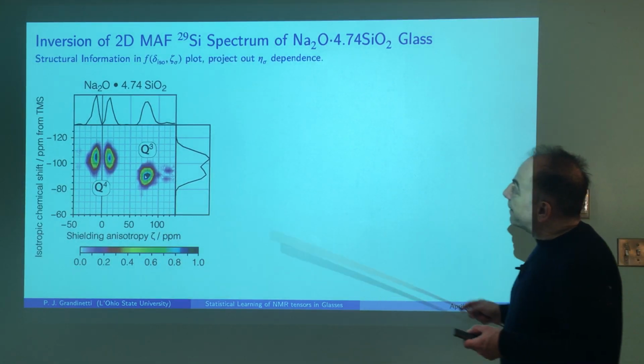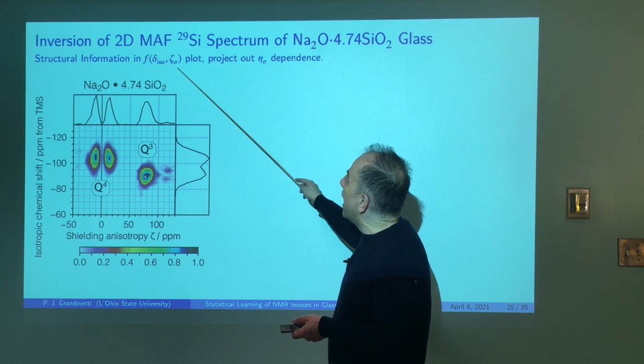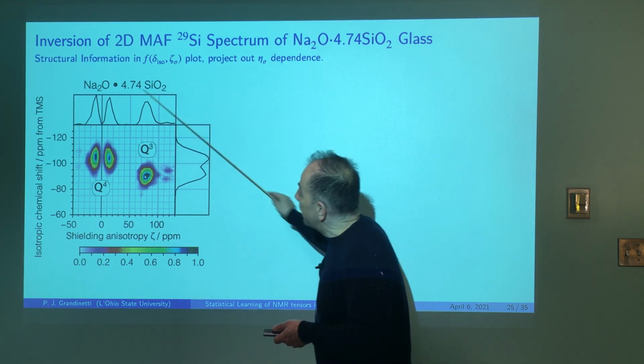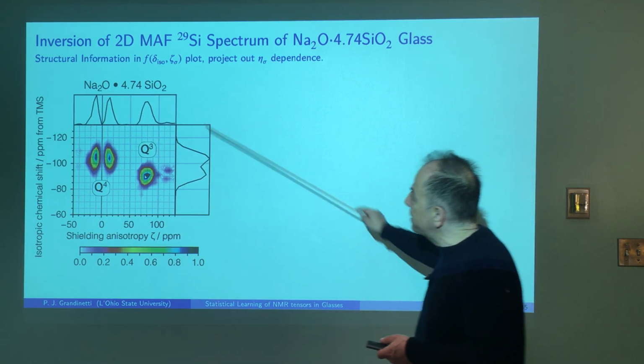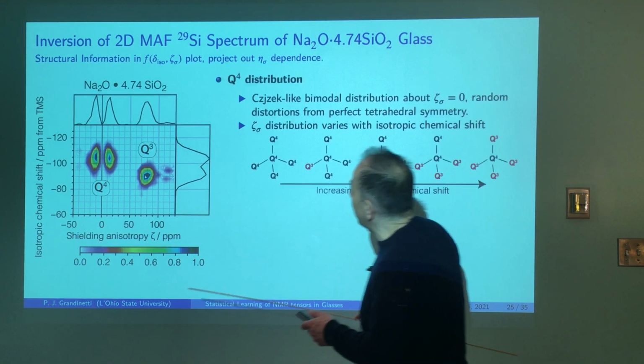Now, the other interesting thing you can do is you can get out of that XY plot and go back to a 2D plot where you project out the eta dependence. And here's a plot of isotropic shift versus shielding anisotropy. This is for the sodium silicate glass. And what you see is this interesting behavior here.